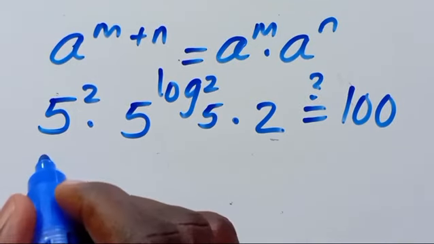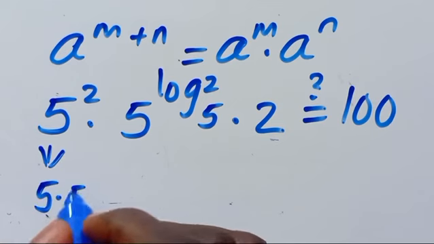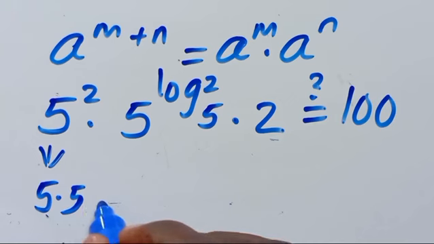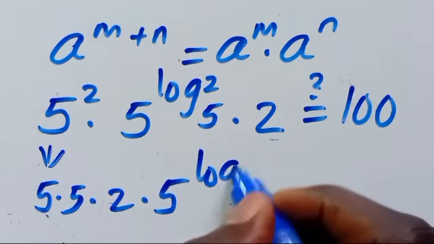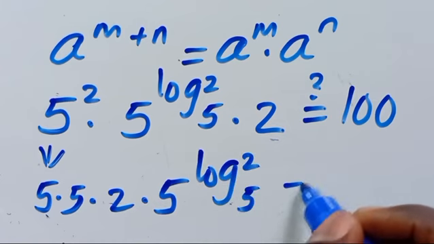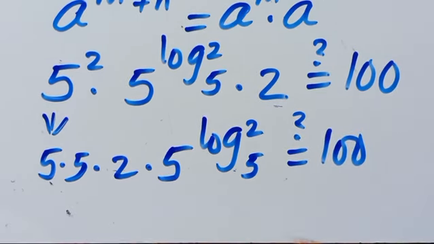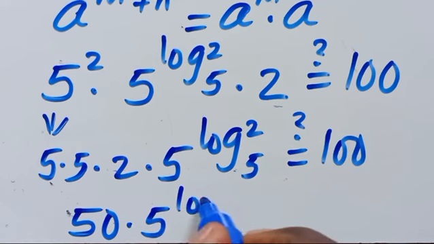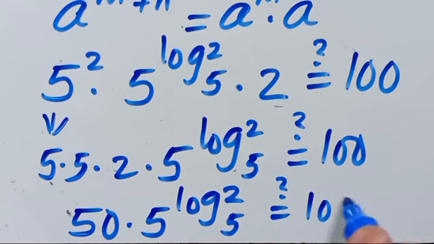5 to the power of 2 simply means 5 times 5, which will give us 25, multiplied by 2, multiplied by 5 to the power of log 2 in base 5, then it's going to give us 100. So 25 multiplied by 2 is 50, multiplied by 5 to the power of log 2 in base 5, then it's going to give us 100.